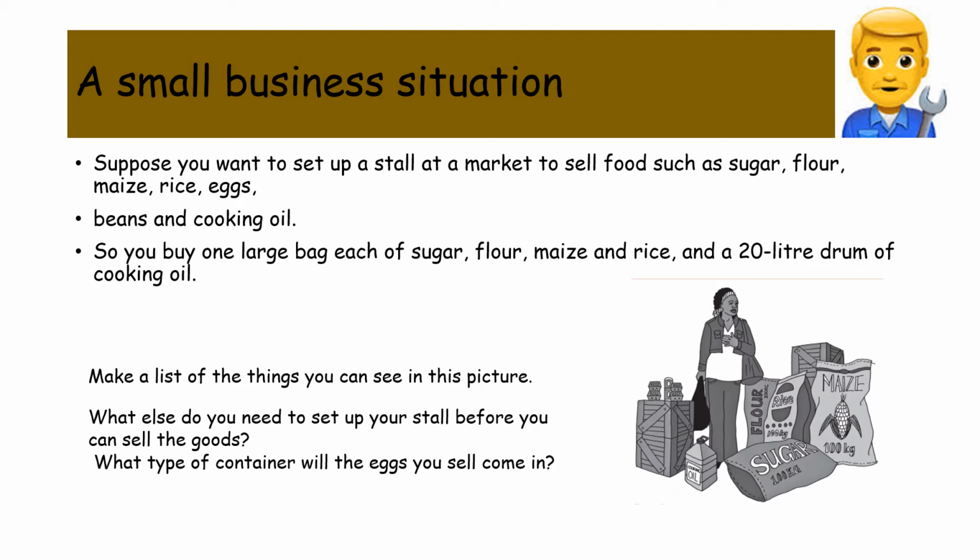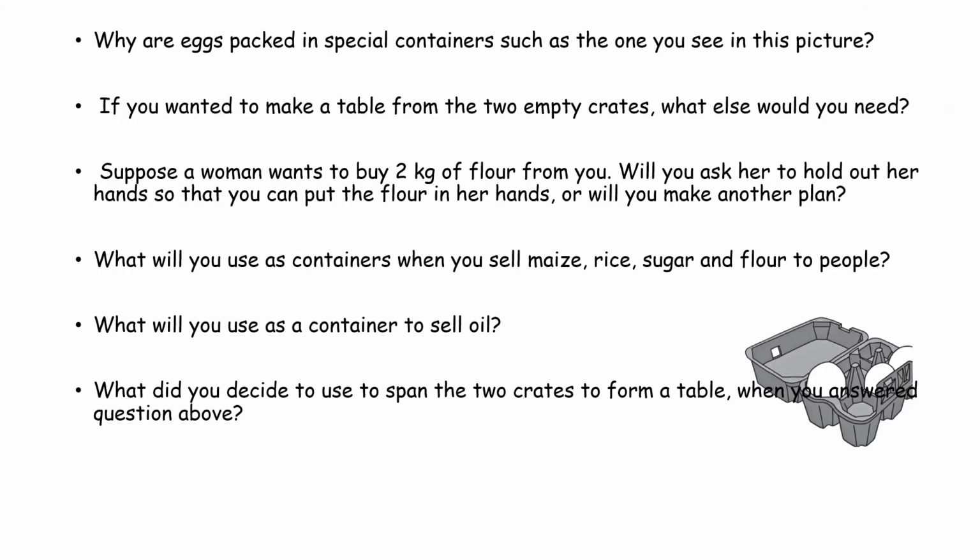Make a list of the things you can see in this picture. What else do you need to set up your stall before you can sell the goods? What type of container will the eggs you sell come in? Why are eggs packed in special containers, such as the one you see in this picture? If you wanted to make a table from 2 empty crates, what else would you need?